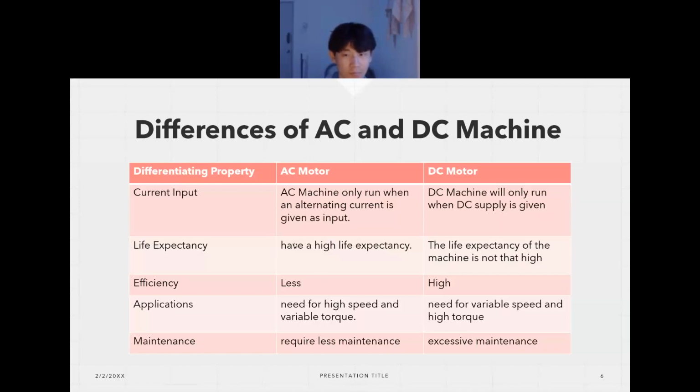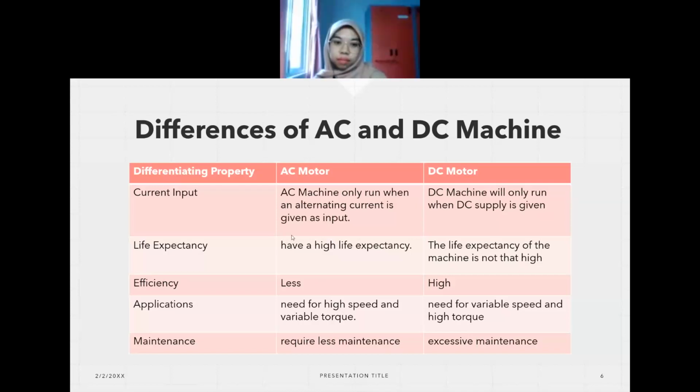Difference of AC and DC machine. The first differentiating property is current input. An AC machine only runs when an alternating current is given as input, while a DC machine will only run when DC supply is given. Next is life expectancy. AC motors have a high life expectancy, while the life expectancy of a DC motor is not high.